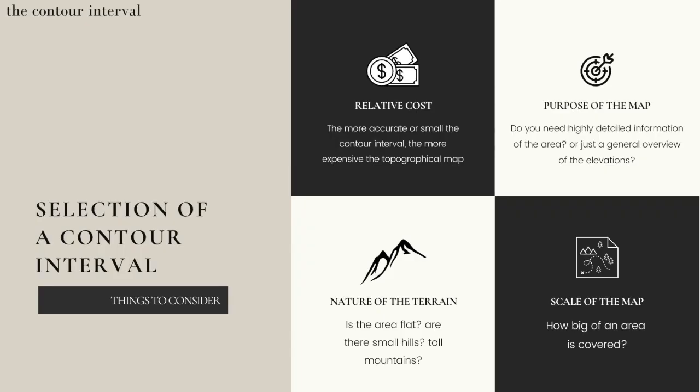Now that we've learned what a contour interval is, we have to learn the selection of a contour interval, or the things that you need to consider to decide what value you want your contour interval to be. First is the relative cost, since the more accurate or small the contour interval is, the more expensive the topographical map. Next is the purpose of the map. Do you need highly detailed information of the area, or just a general overview of the elevations? Next is the nature of the terrain. Is the area flat? Are there small hills, tall mountains? And lastly, the scale of the map. How big of an area is covered, or how big do you want your topographical map to be?